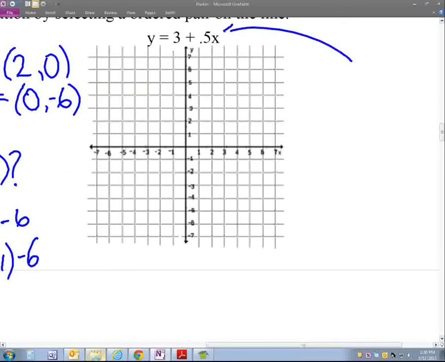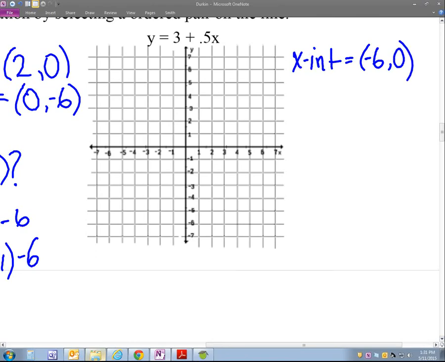For this equation that we've already found the x and the y-intercept on your previous pages, Maddie, what is the x-intercept of that equation? What did we find? It's y equals 3 plus 0.5x. The x-intercept is -6, 0. Cool, thank you.